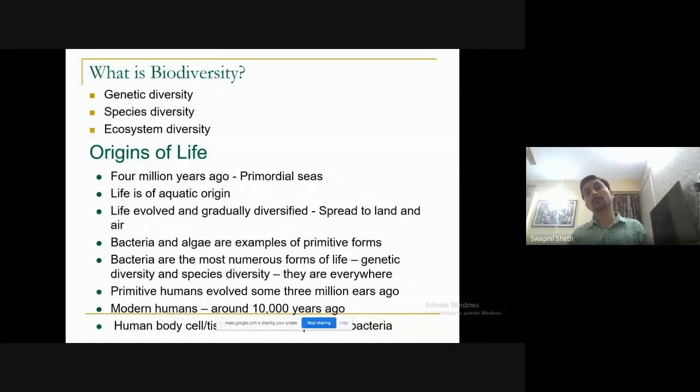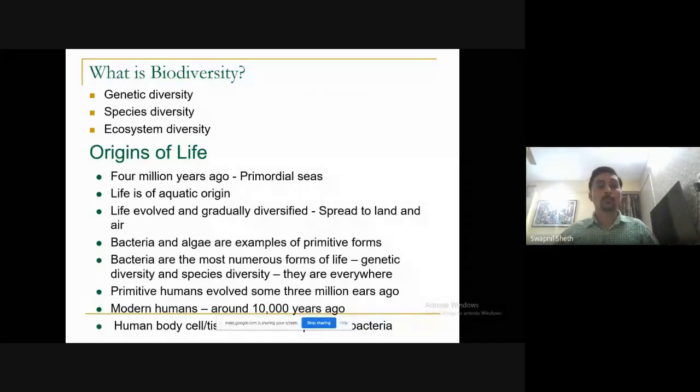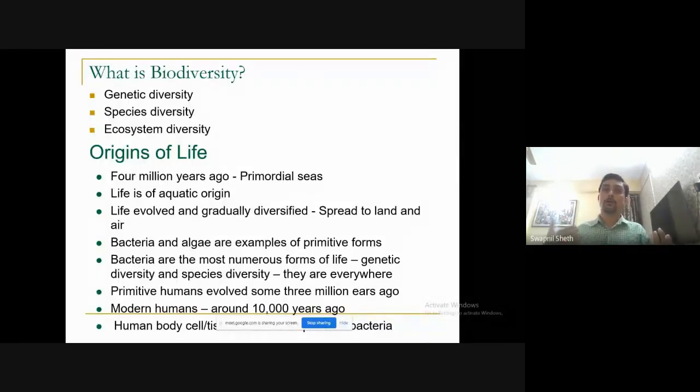So the origin of life is also to be understood, and how that progress was made. About 4 million years ago is how we are somewhat able to categorize when we actually started, because we need to have a benchmark for some of these aspects.